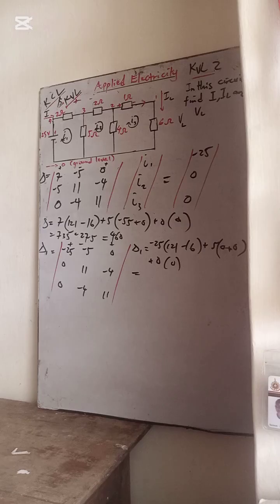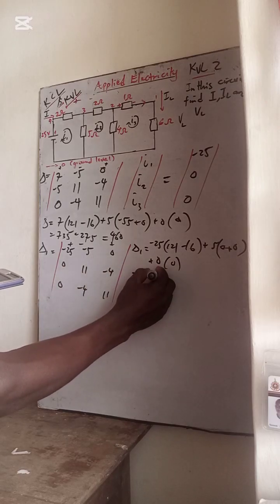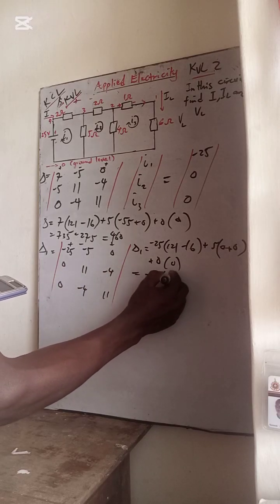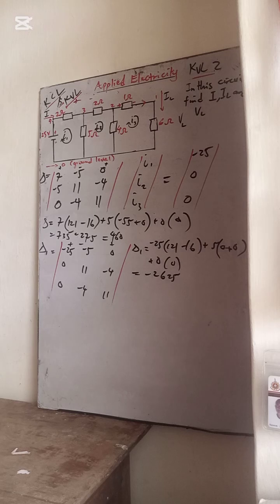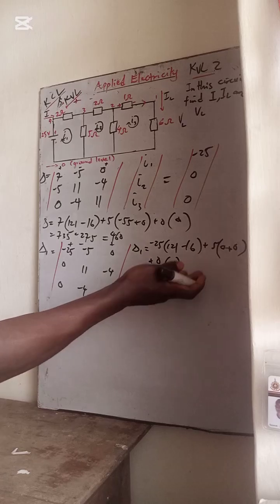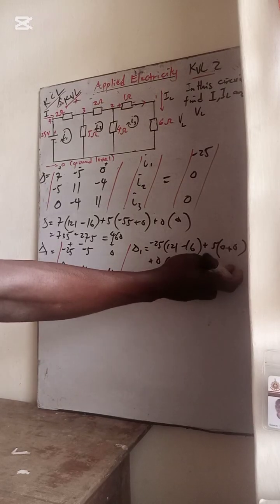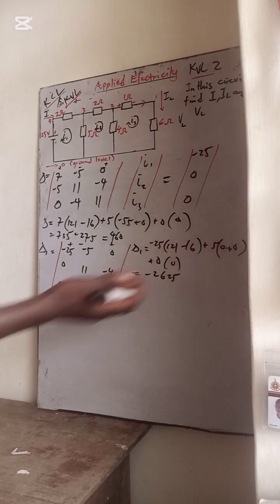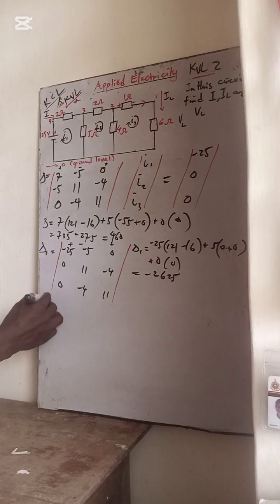So for this we have, let's calculate 121 minus 16 and multiply by minus 25. We have minus 2625. Are they following? So let us calculate. This is already amounting to 0 already. 0 multiplied by 5 is 0 here too. So let's do for delta 2 and see what we have.